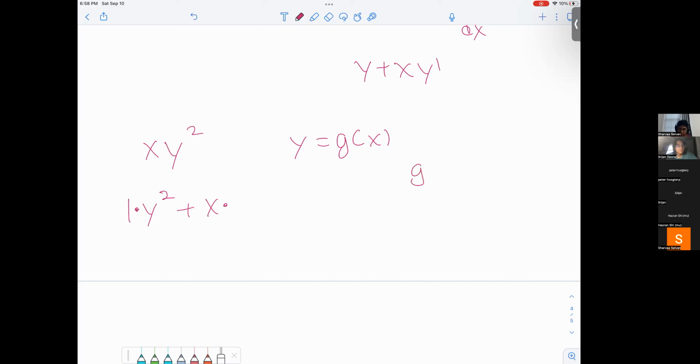Okay, but let's try to do a more difficult example with this. Let's say that the question is something like x over y. Well, what do we do now? This one's much more complicated because it uses our quotient rule. We do low d high minus high d low all over low squared.